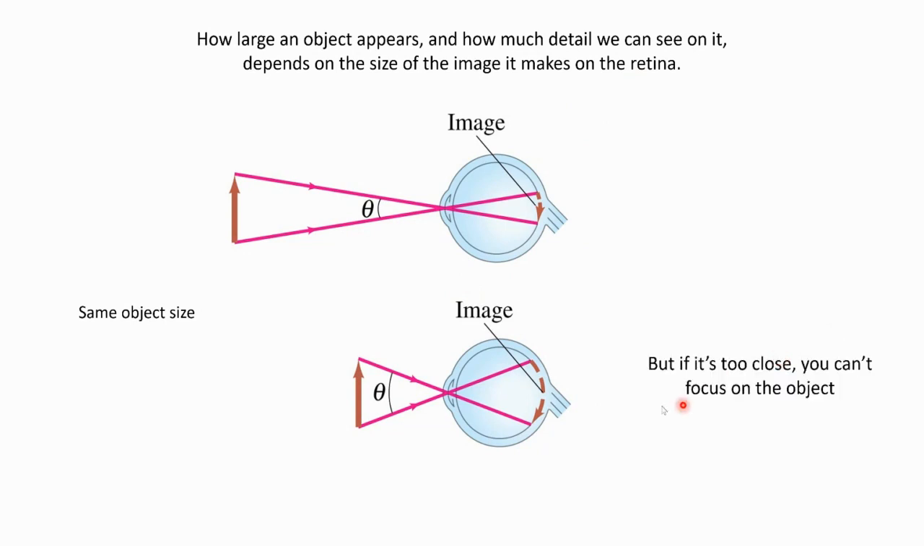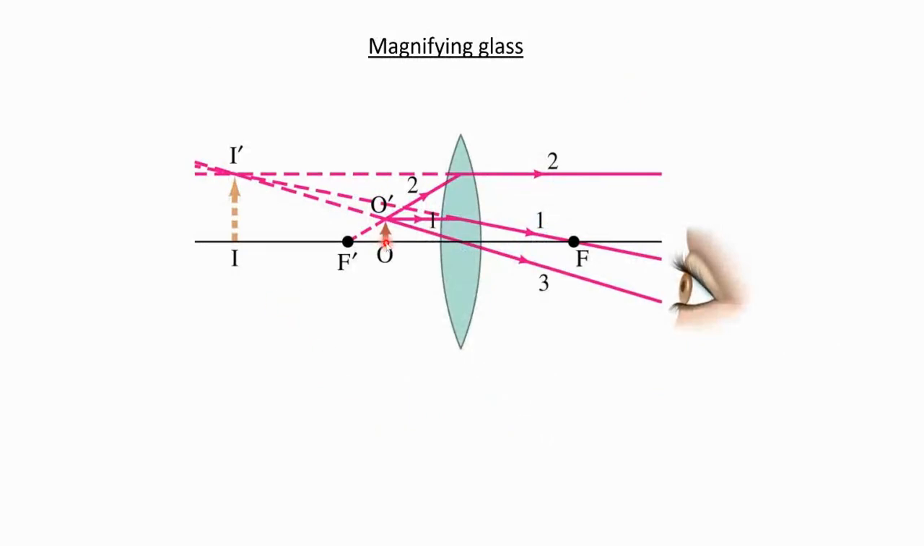But of course, if you bring it too close, then you can't focus on it anymore. And so what do you do if you move it to your near point and you still haven't been able to resolve the details that you want to? You pull out a magnifying glass. A magnifying glass allows you to put the object even closer to your eye than your near point, because what it does is it creates an image, a virtual image of the object, and puts the image far away from your eye.